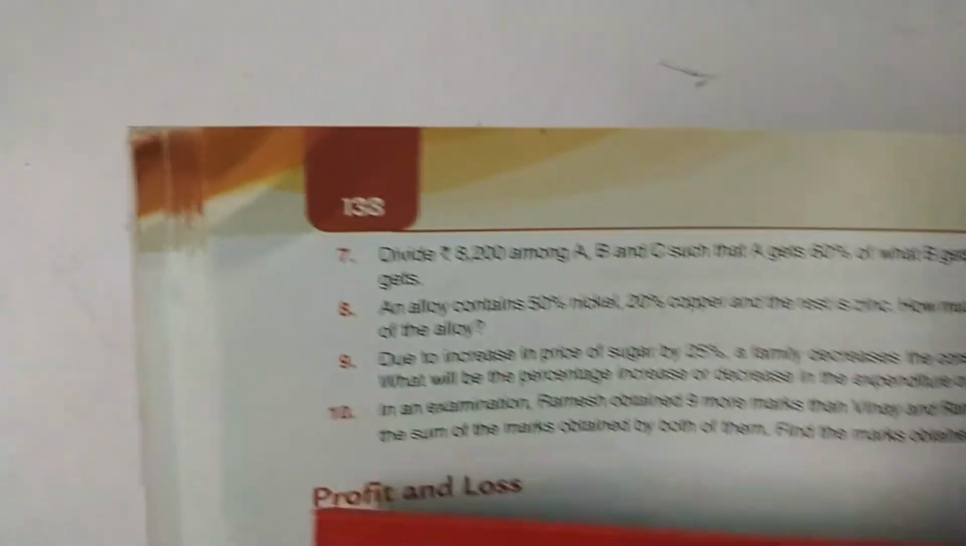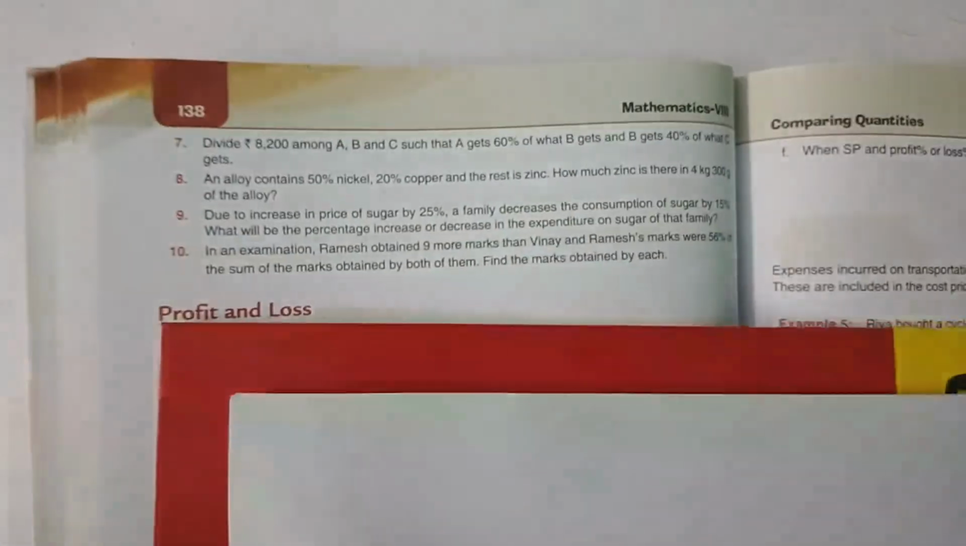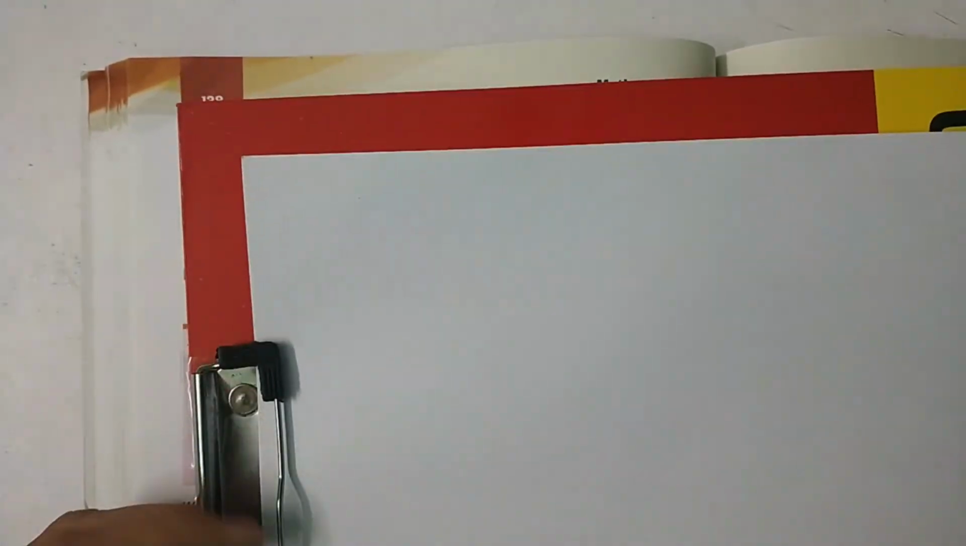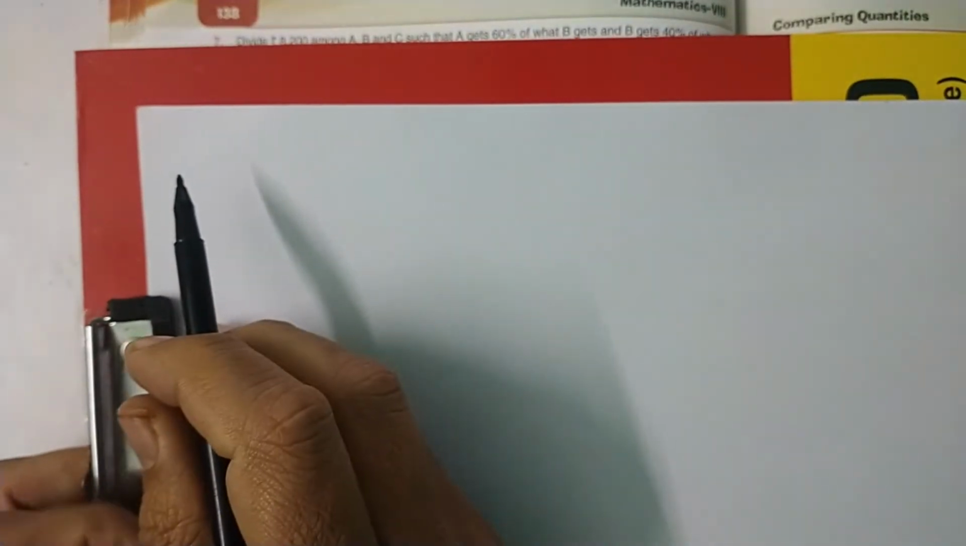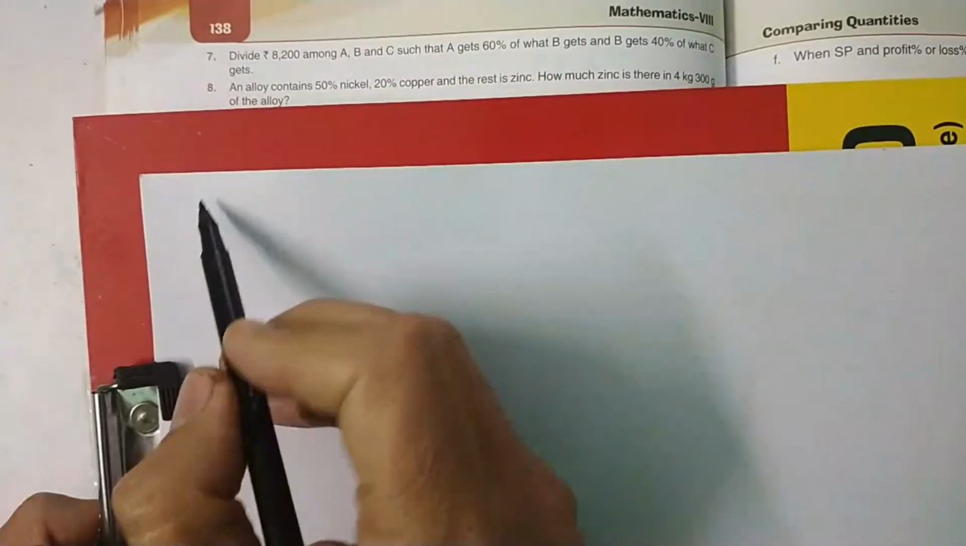Question number 7 of exercise 7.1. The question is: divide 8200. Now here again we will have to use linear equation. Divide 8200 among A, B and C. So let's understand first what is the question.